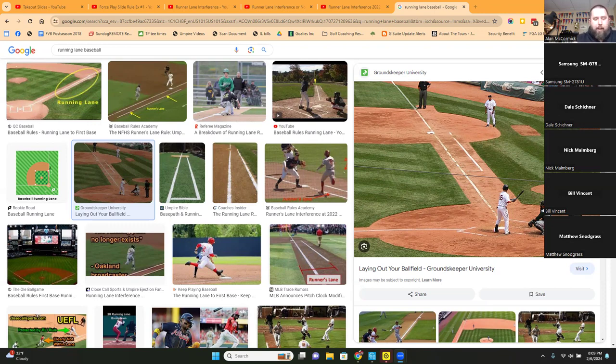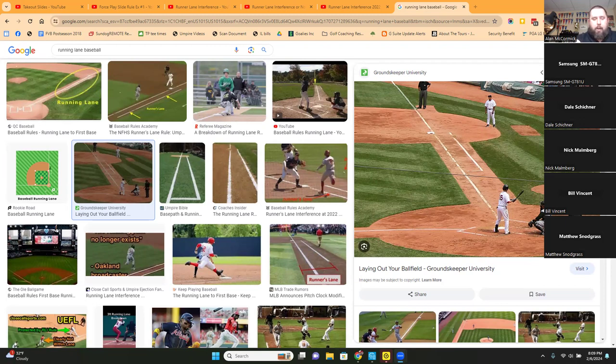It's not a running lane violation because of the difference between the two rules I said at the beginning: pro and college rules only protect the first baseman's ability to catch a throw, and high school rules also protect the catcher or fielder's ability to throw the ball to first base.